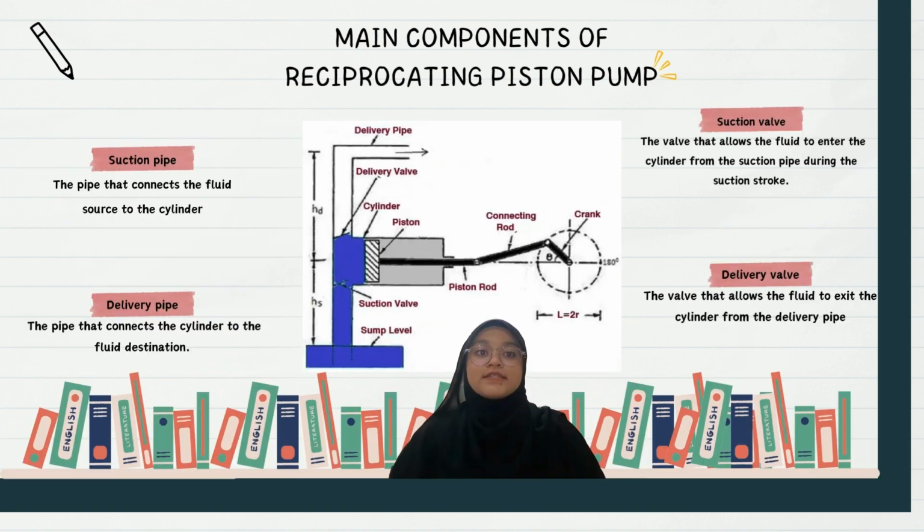Crank, the circular disc that rotates and converts the rotary motion of the motor into the reciprocating motion of the piston or plunger. Next is the suction valve, the valve that allows the fluid to enter the cylinder from the suction pipe during the suction stroke. Delivery valve, the valve that allows the fluid to exit the cylinder into the delivery pipe. Next is the suction pipe, the pipe that connects the fluid source to the cylinder. Delivery pipe, the pipe that connects the cylinder to the fluid destination. That's all from me. Let's go to the next part.